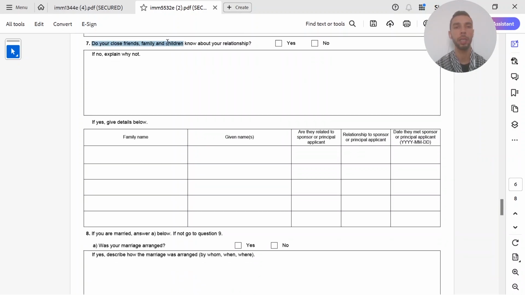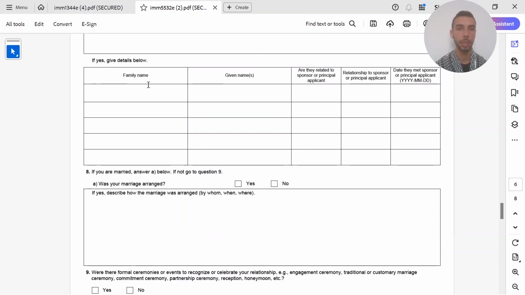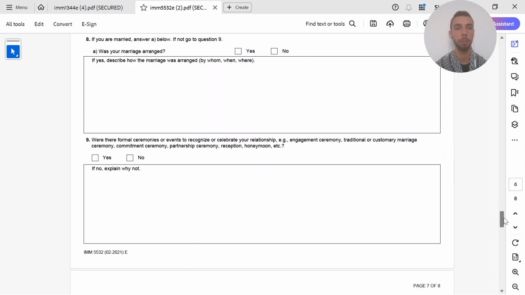So, do your close friends, family, and children know about your relationship? If yes, then you need to provide pictures later on. And if no, you have to explain why you are keeping it secret. So you can see, if yes, you have to give the names of the people who know and how they're related to the sponsor or to the applicant.